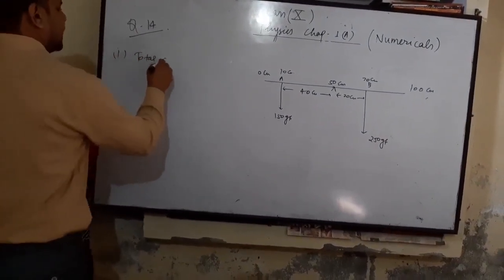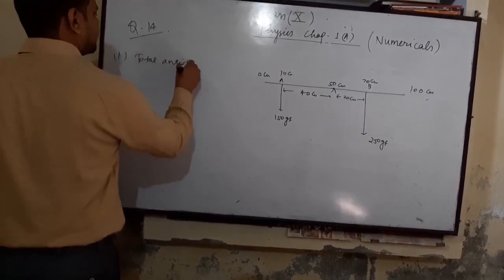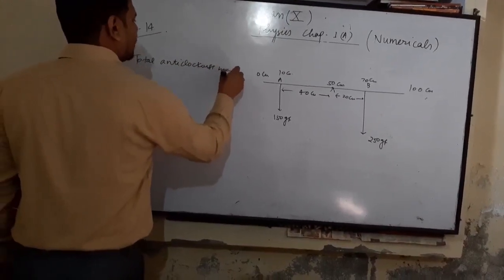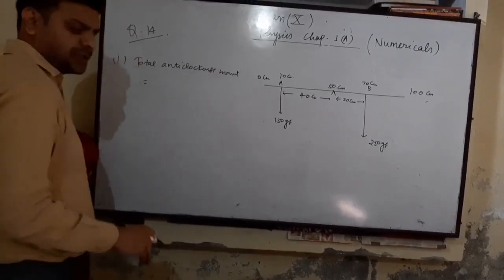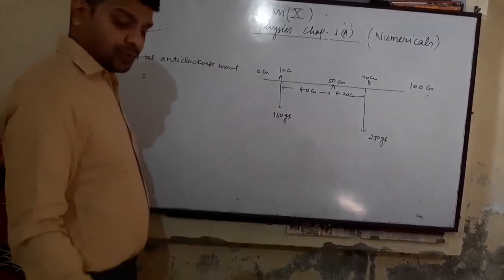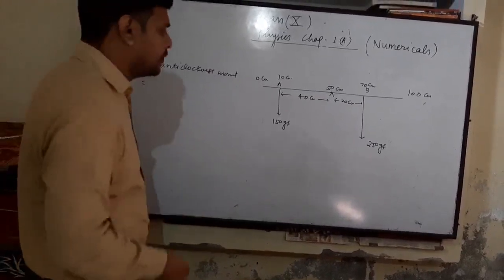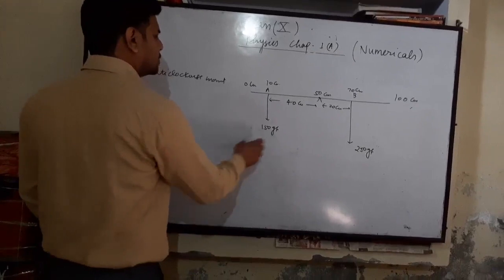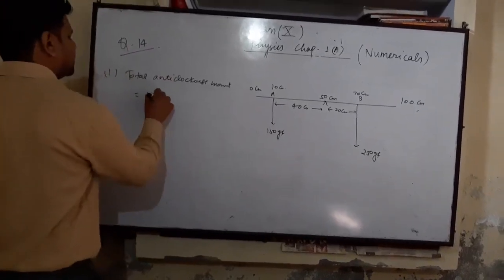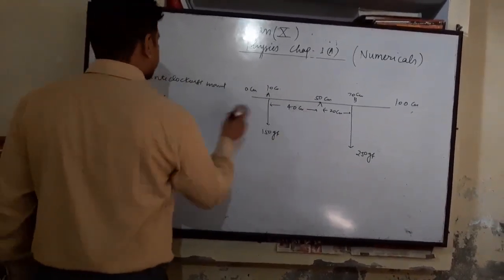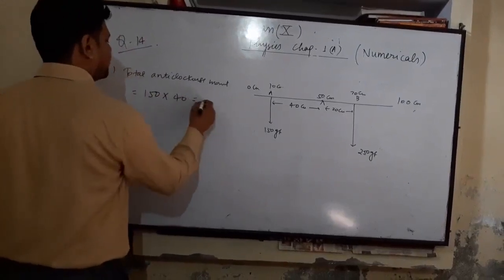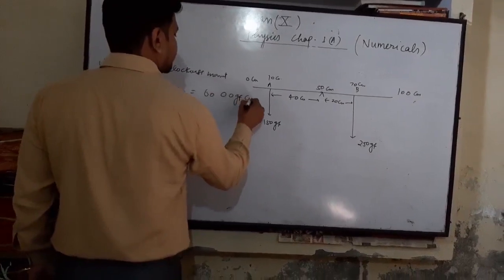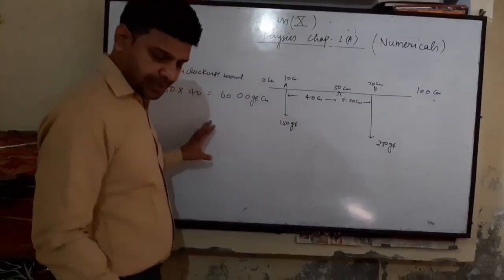Total anti-clockwise moment about O. About O means O is the axis of rotation or pivoted point. Anti-clockwise moment is due to this force, then the force into distance 40. This is gram force centimeter. This is the total anti-clockwise moment.